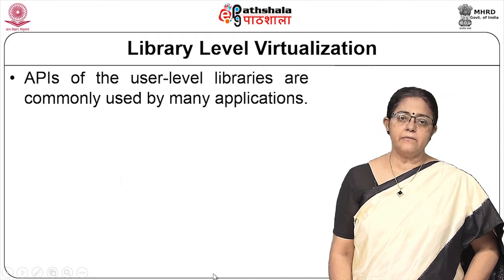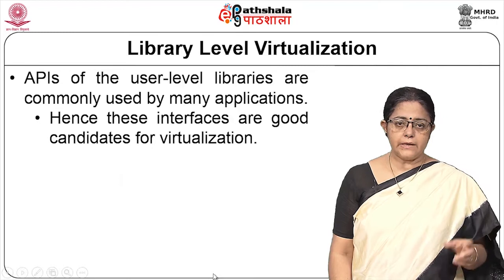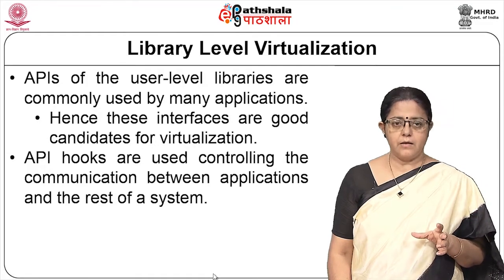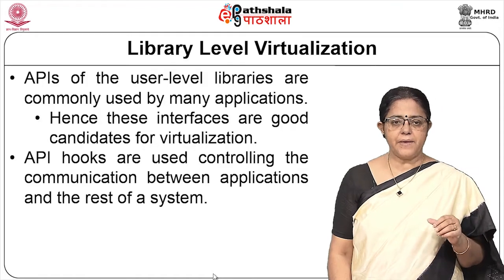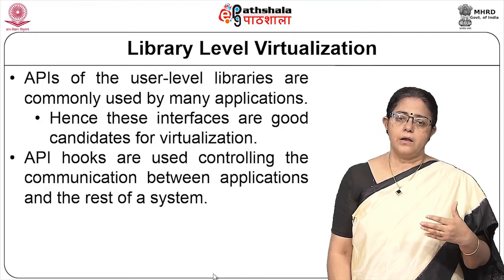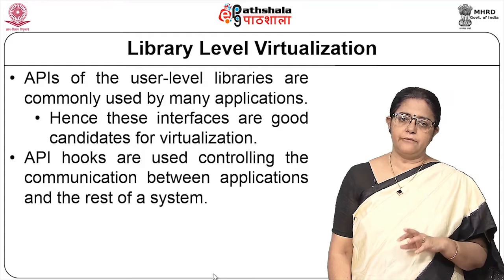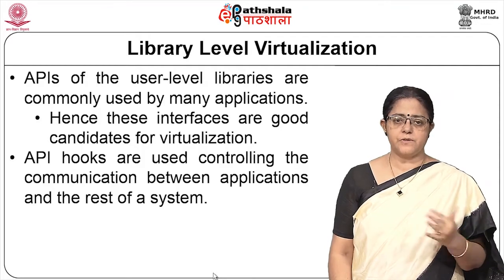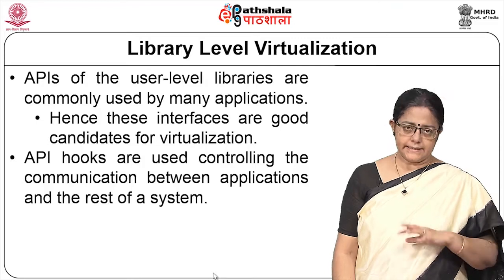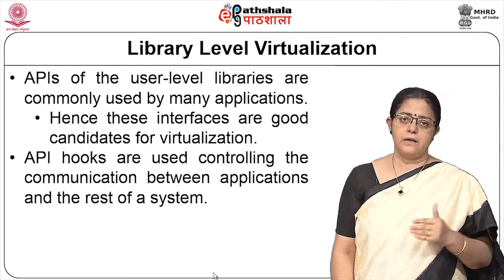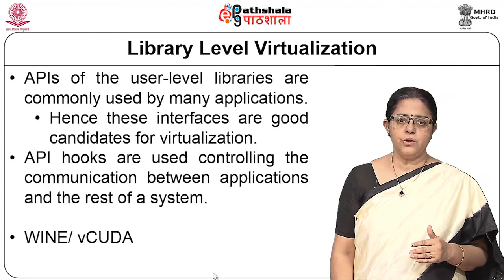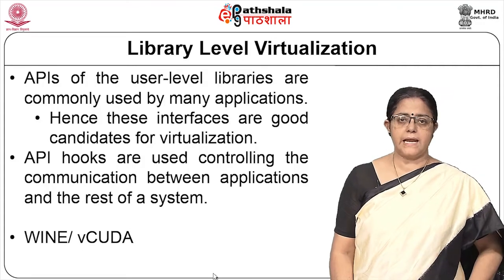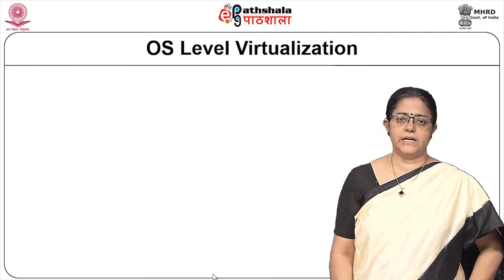At library level, the user level library API is virtualized. These APIs hook on to the operating system, and therefore, they sit between applications and the rest of the system. They create a communication between these two. Wine and vCUDA are examples of this library level virtualization.